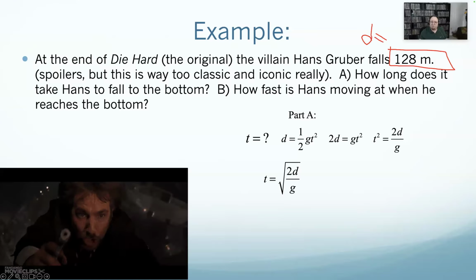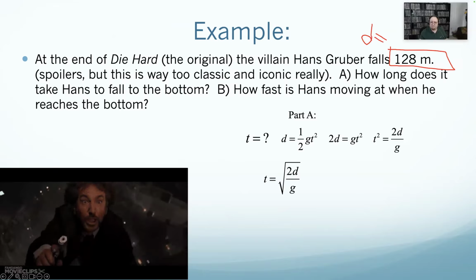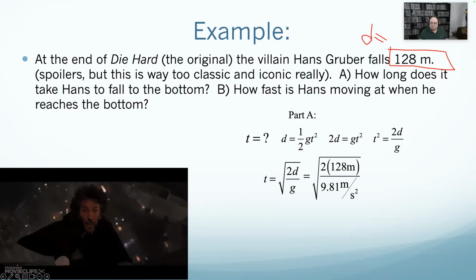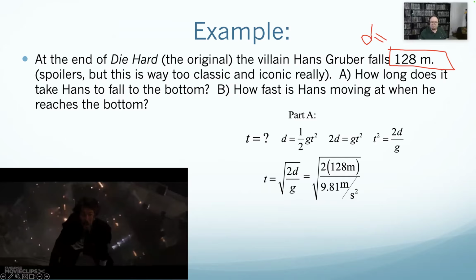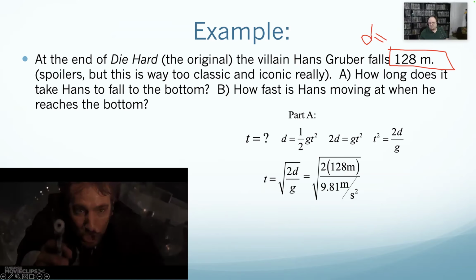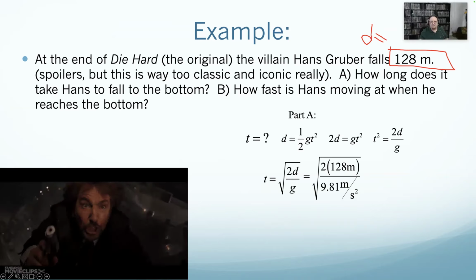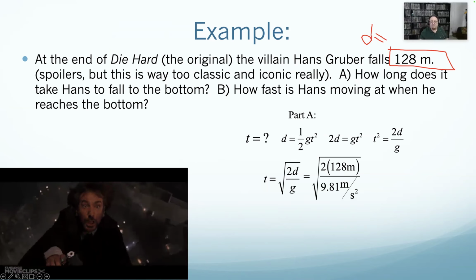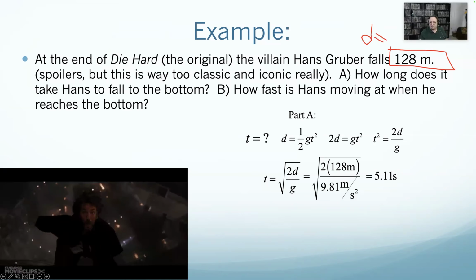The time is the square root of twice the displacement over g, or 2 times 128 over 9.81. Let's do that math. 2 times 128 is 256. 256 divided by 9.81 is about 25-ish. Square root, you get about 5.